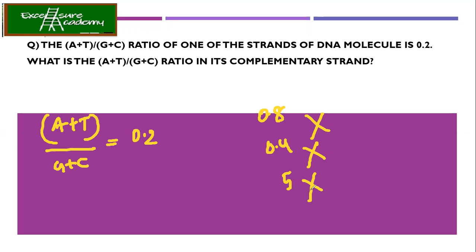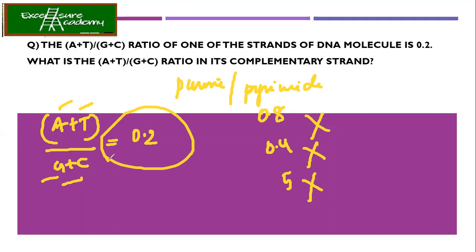Thing is that you're not reading the question properly. I agree that in the last class I taught you a similar question, right? And that time I mentioned you need to just take the opposite ratio. But the mistake over here is that in the previous question it was purine upon pyrimidine. Now in the present question, is it purine upon pyrimidine? No, ma'am. No, it is your A plus T upon G plus C ratio.